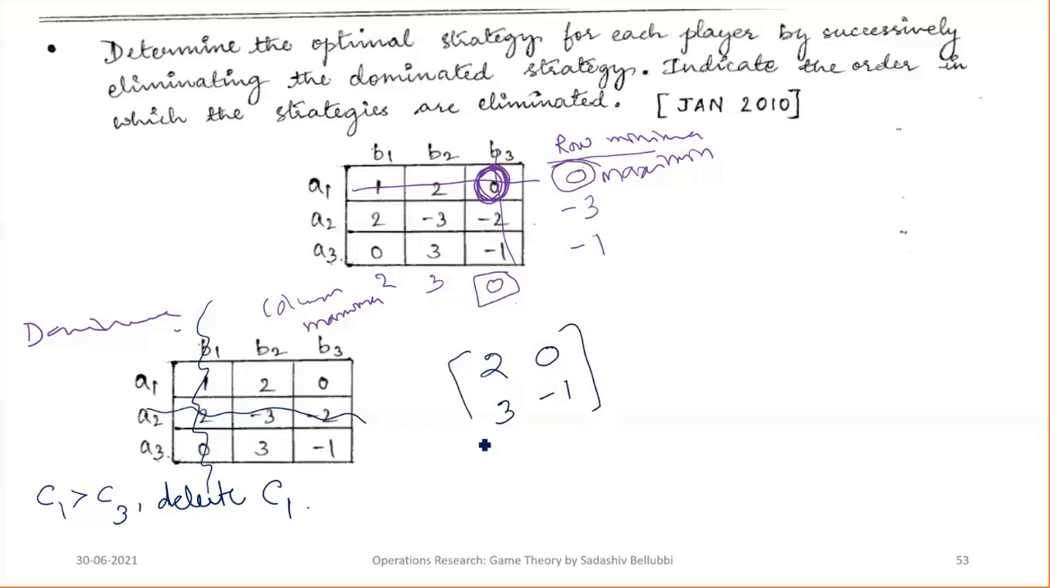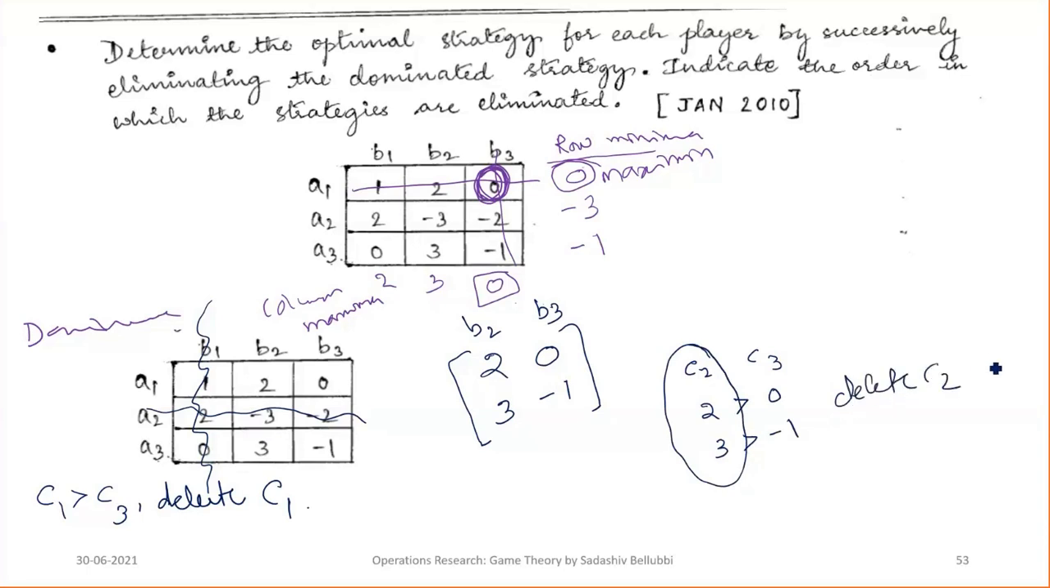Okay, now if you compare column wise, second column and third column. 2 is greater than 0 as well as 3 is greater than minus 1. It means that C2 is dominating C3, so delete C2. Delete this second column. What is the remaining? Only 2 rows are remaining, 0 and minus 1. Out of 0 and minus 1, the third row is the smaller one, so we can delete it. What is remaining? 0 is remaining. Likewise, we can solve the problem.